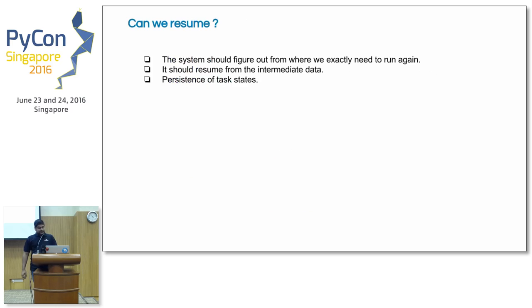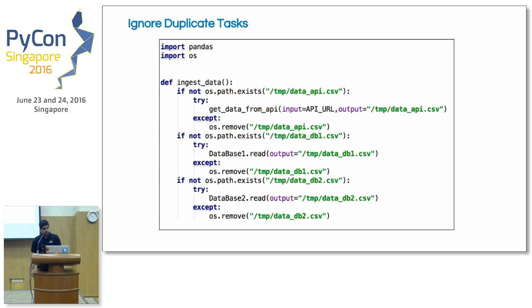So let's start coding again. What we do is we check the states so that we can avoid the unnecessary repetition of all the steps that have succeeded. We check if that path exists or not, since that is our state. If it doesn't, then we try to get that one. And if we get an exception anywhere, to maintain atomicity, we remove that file again.